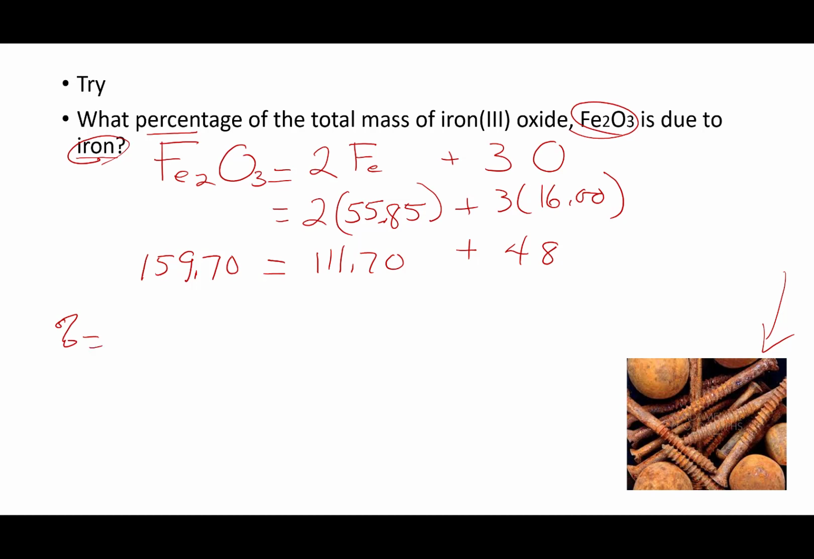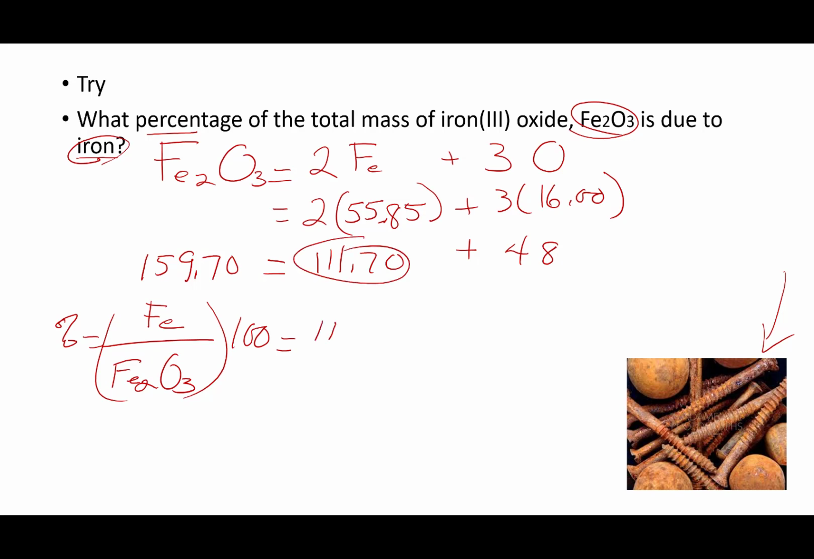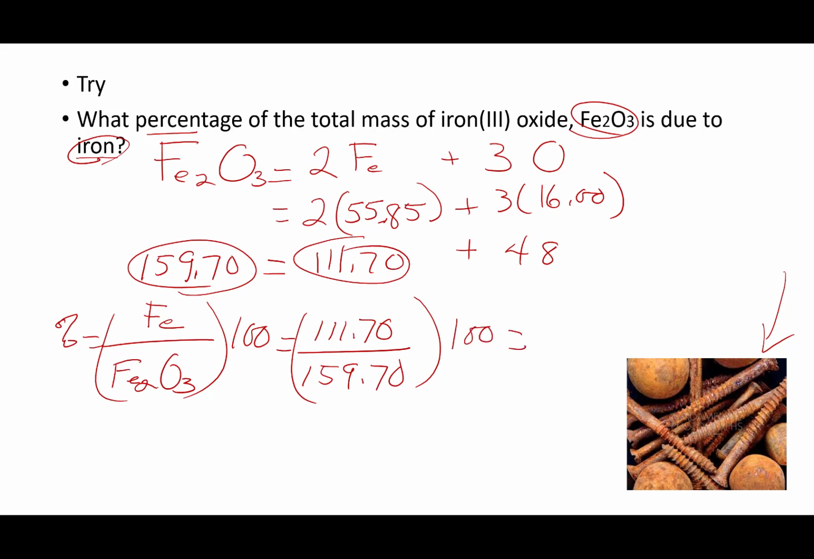So I want to know the percentage of just iron out of the whole. So this is going to be the part, which is iron, divided by the whole, iron 3 oxide, times 100. So the iron portion is 111.7. The whole is 159.7 times 100. And when I did that, I got 69.94%.